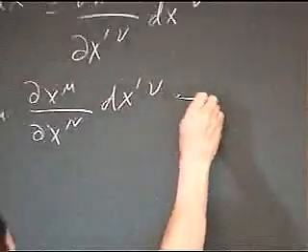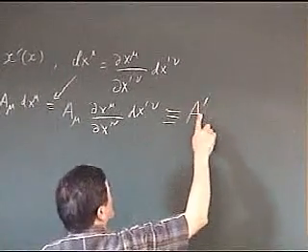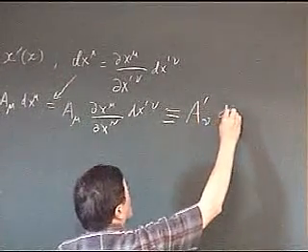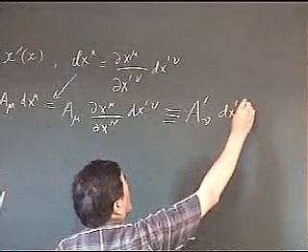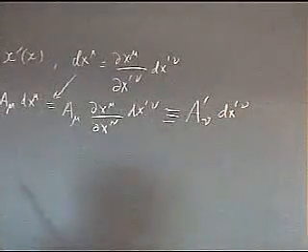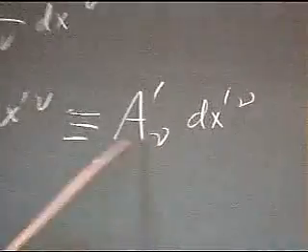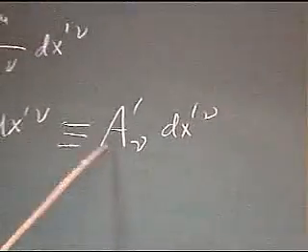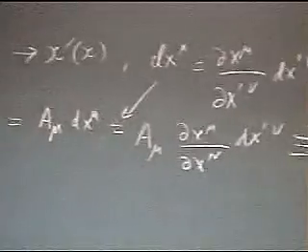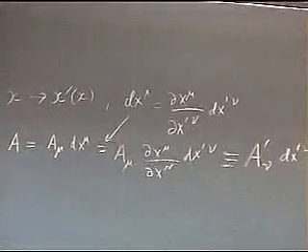But this is the definition of a prime in a new system of coordinates. So this is making a coordinate transformation. By definition, this is a prime. So therefore, we see that a prime nu is equal to a mu times dx mu dx prime nu, which defines a vector.